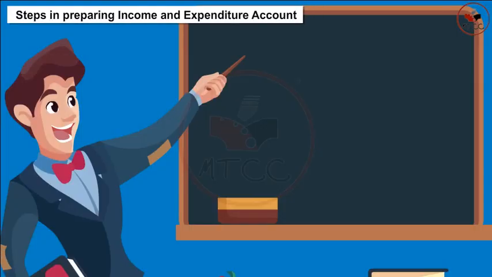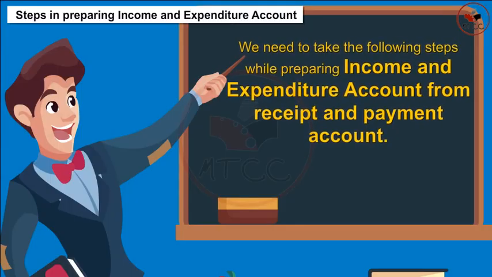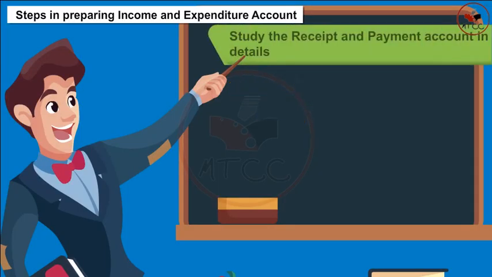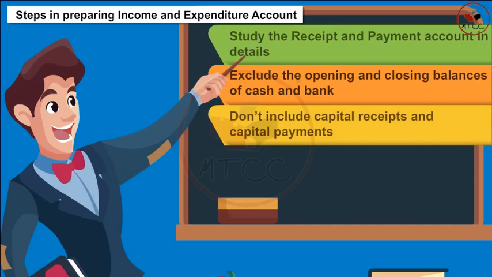Steps in preparing income and expenditure account. We need to take the following steps while preparing income and expenditure account from receipt and payment account. Study the receipt and payment account in detail. Exclude the opening and closing balances of cash and bank from the income and expenditure account. Don't include capital receipts and capital payments, as these will be reflected in the balance sheet.